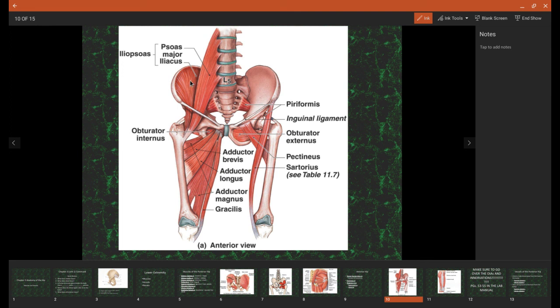Iliacus will originate on the inner surface of the ilium and part of the sacrum, and it's also still going to insert on the lesser trochanter through the same tendon. And what it does is it causes flexion and lateral rotation of the thigh. Now, iliacus will be innervated by the femoral and lumbar nerves, whereas psoas major will be innervated only by the lumbar nerves.